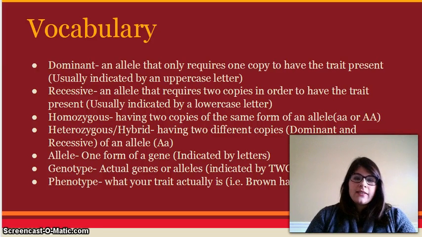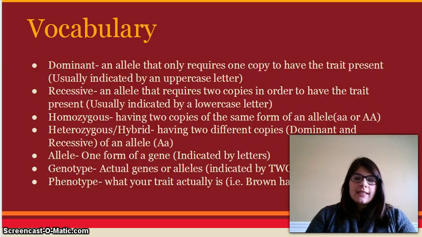So let's talk about recessive. That's an allele that requires two copies in order to have the trait present. Now you can have two dominant, two recessive, or a dominant and a recessive. When you have the dominant and recessive, you only need one copy of the dominant to actually have the trait. So you will show the dominant form.